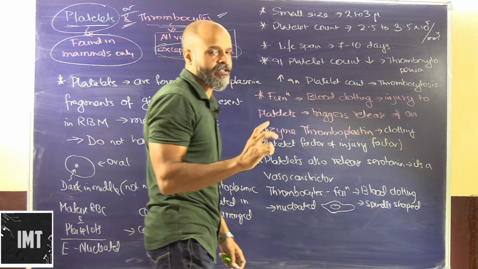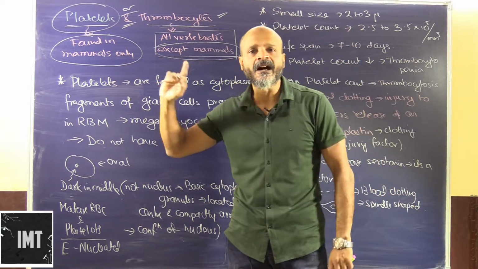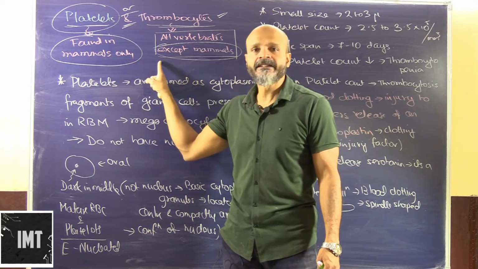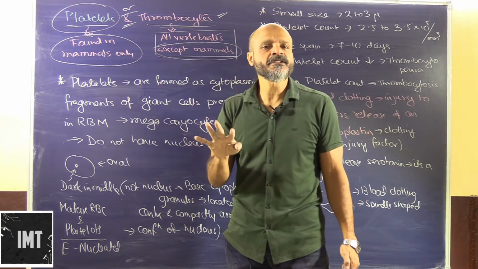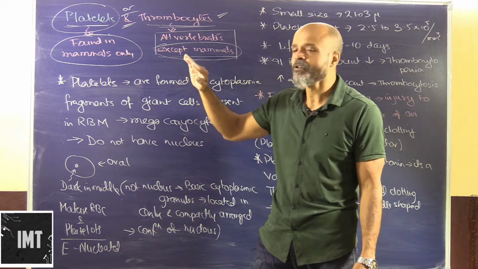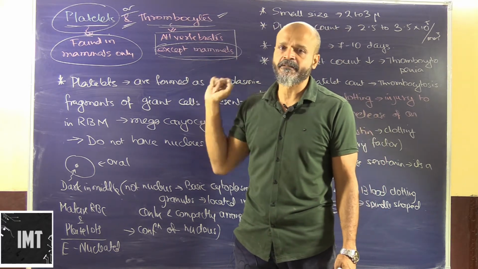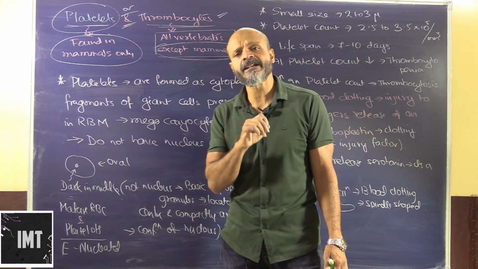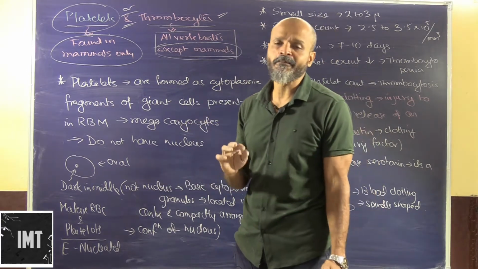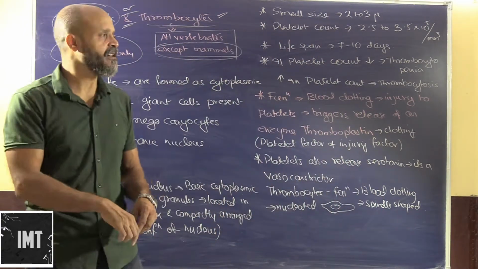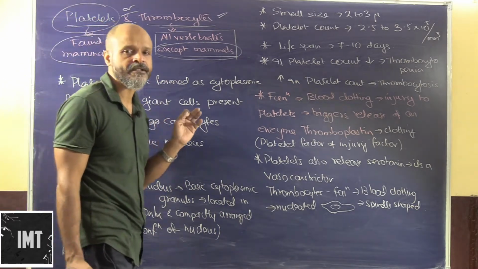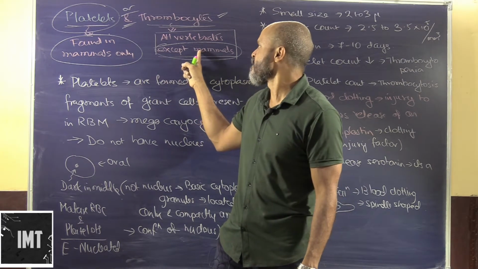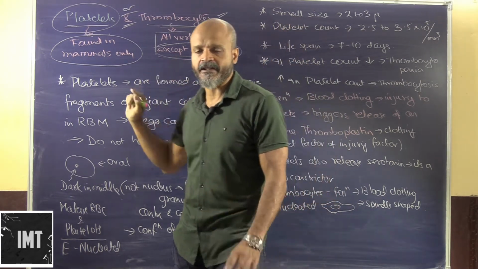There is another difference basically. Platelets are without nucleus and thrombocytes are with nucleus. So these are enucleated and these are with nucleus. Platelets are just found in mammals, whereas thrombocytes are found in all vertebrates except mammals. So there are two differences between thrombocytes and platelets. Their functionality is the same, that is they help in blood clotting. The little difference is in the containment of nucleus and where they are present.